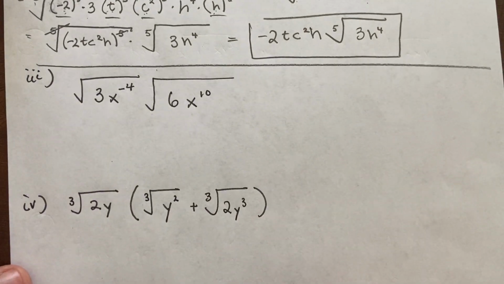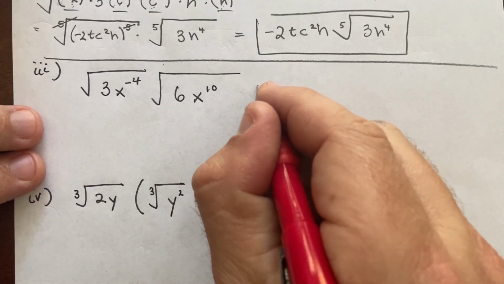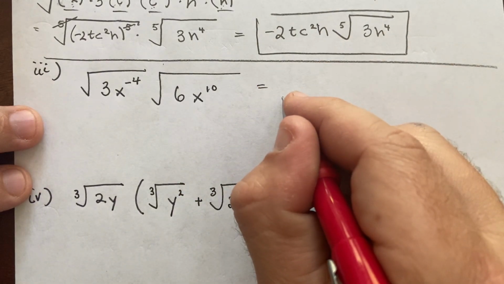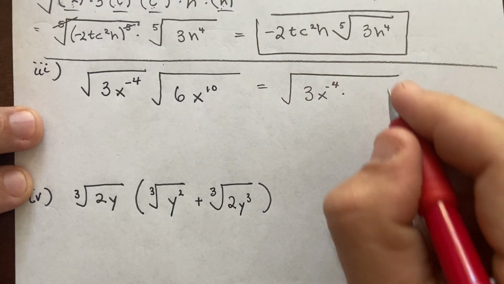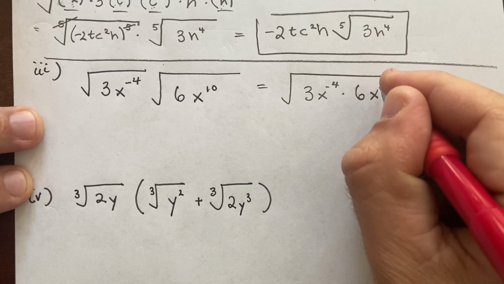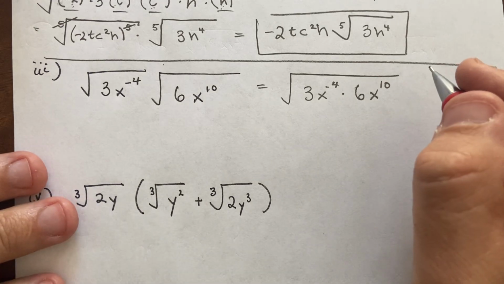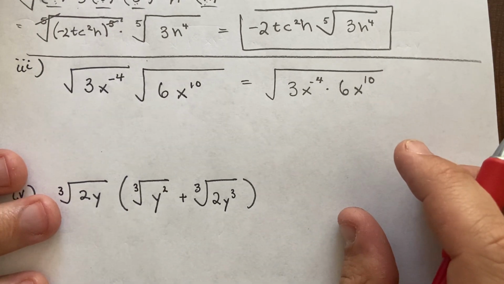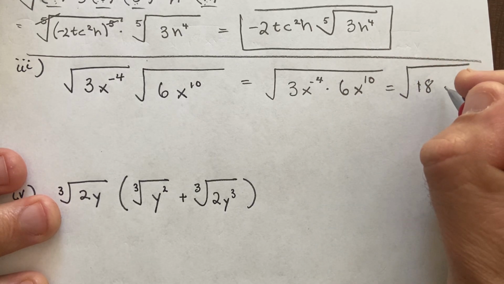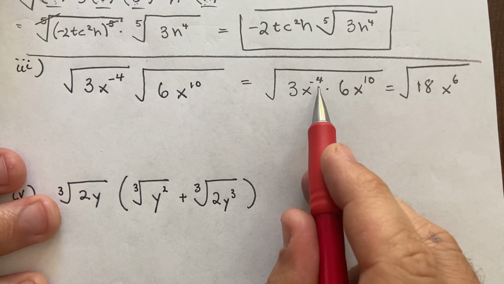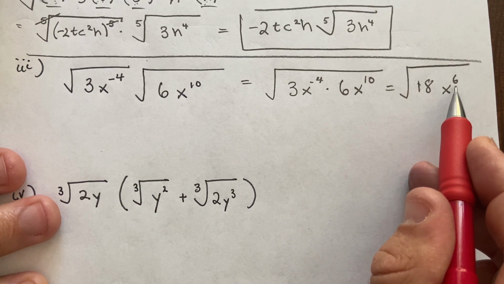All right, part 3. So I'm going to simplify. First, it looks like the product rule can be applied. So I can write the square root of 3x to the negative fourth times 6x to the 10th. Okay. So actually multiplying, I can say 18x to the 6th, right? I'm adding negative 4 to 10. So negative 4 plus 10 gives me this 6.